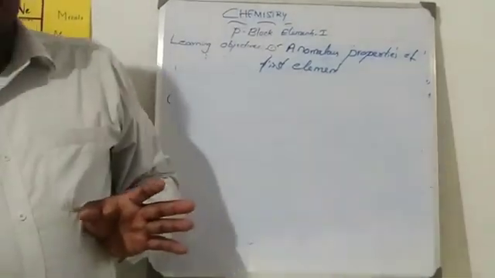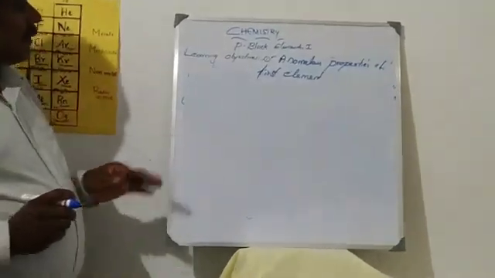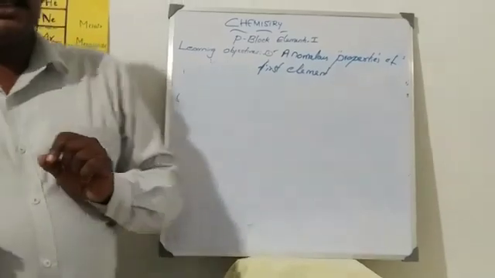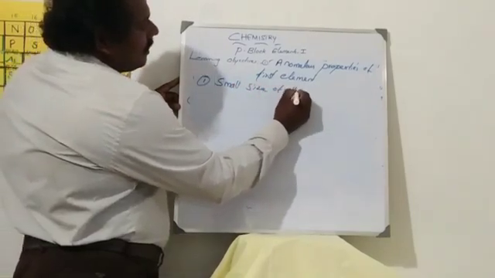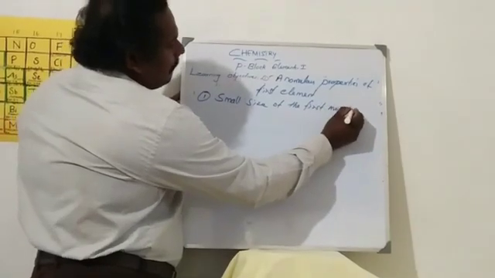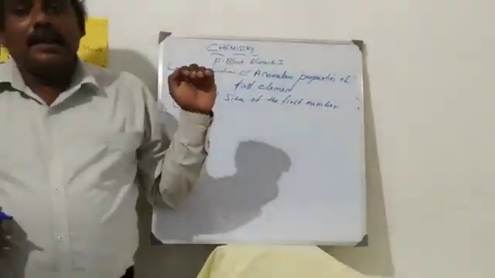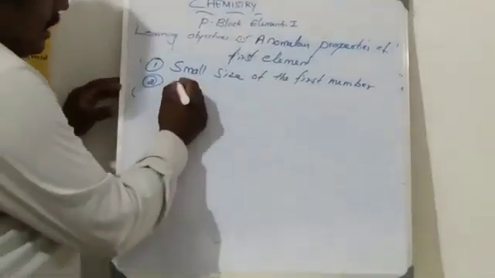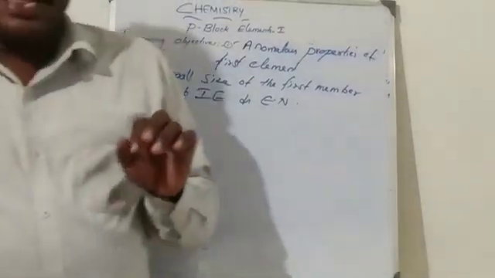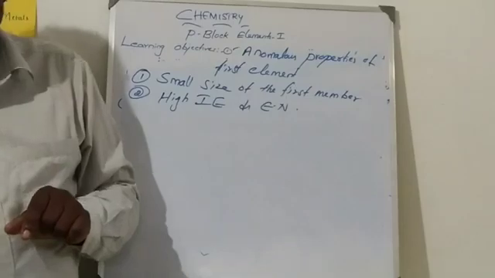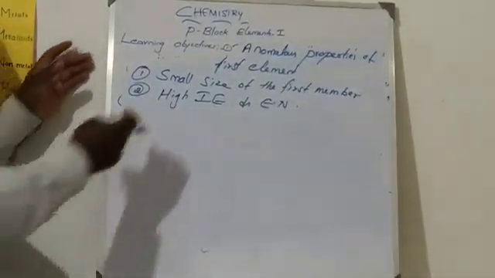The first member of the group differs from the other elements of the corresponding group. There are three factors. Number 1, the small size of the first member. Second, they have high ionization energy and electronegativity. Third, absence of vacant d subshell in their valency shell. These are the three points.